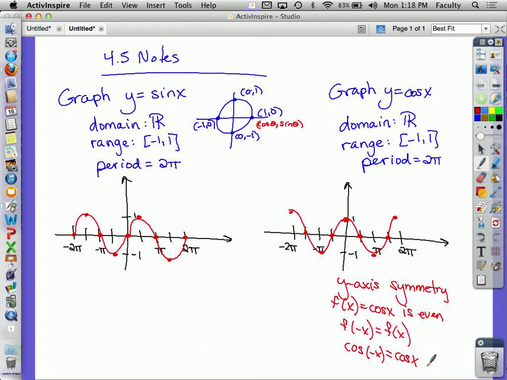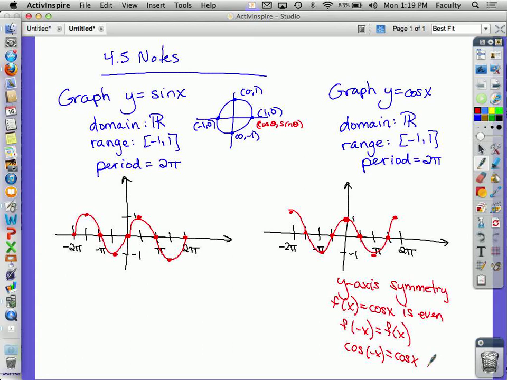So we're going to make a connection to symmetry and even and odds with our trig functions as we've done with others. Now think about this last statement. The cosine of negative x equals cosine x. Well, the cosine of pi over 2 is 0. The cosine of negative pi over 2 is 0. The cosine of pi is negative 1. The cosine of negative pi is negative 1. The cosine of 3 pi over 2 is 0. The cosine of negative 3 pi over 2 is 0. Do you see how that really is true?